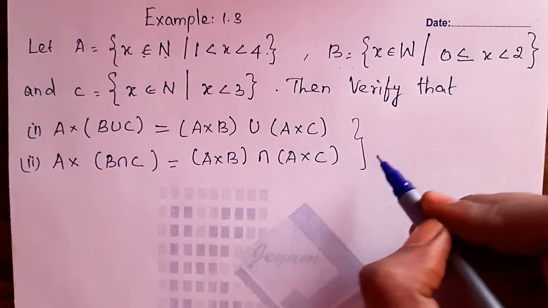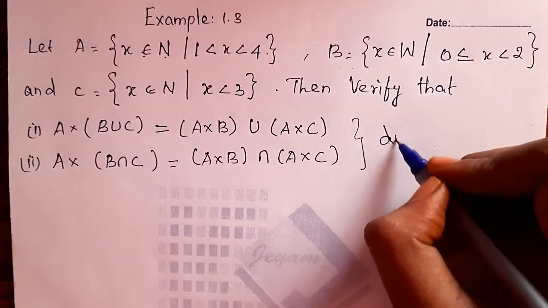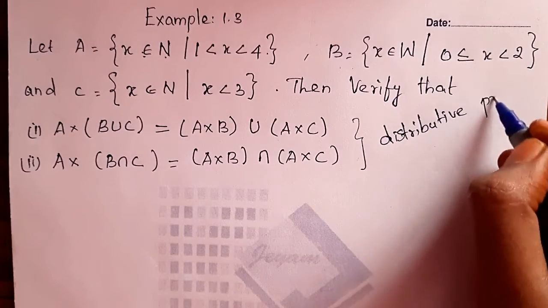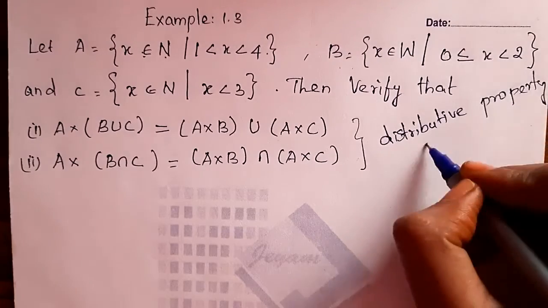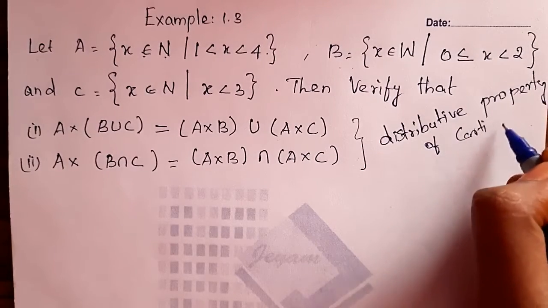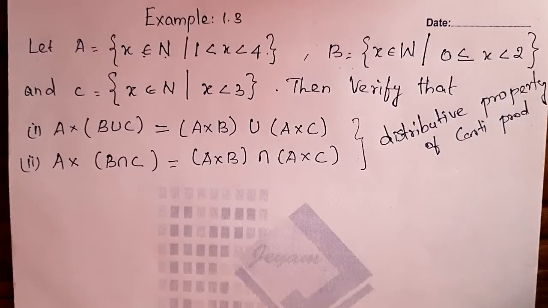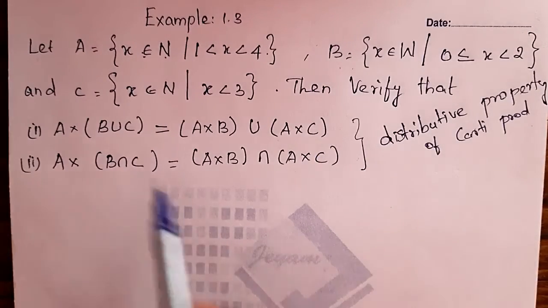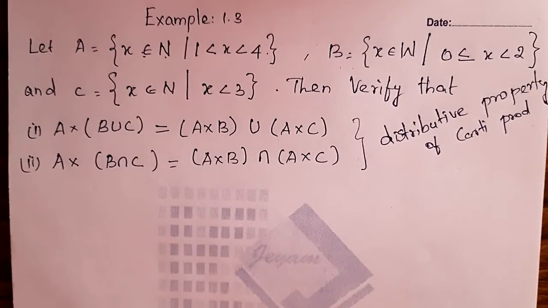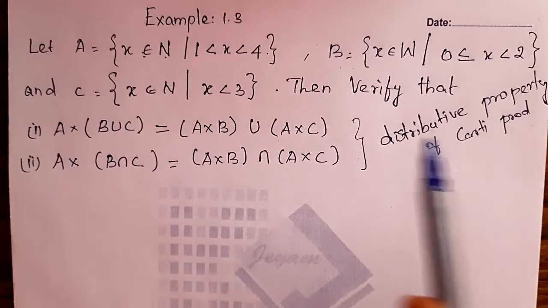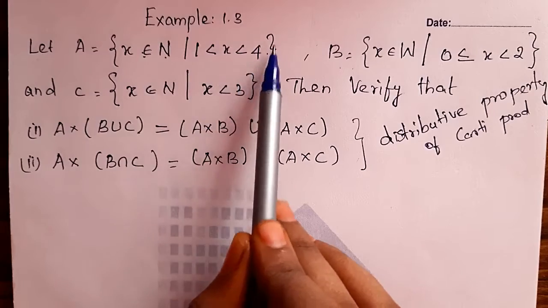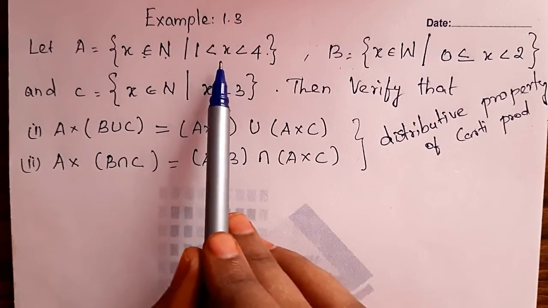So these two are also known as the distributive property of Cartesian product. Okay, it is a note, you just have to know it. I am telling you these two are also known as the distributive property. We have to verify both. We can do one by one. Before that, we have to expand the terms. It is in rule form. We have to separate the elements.